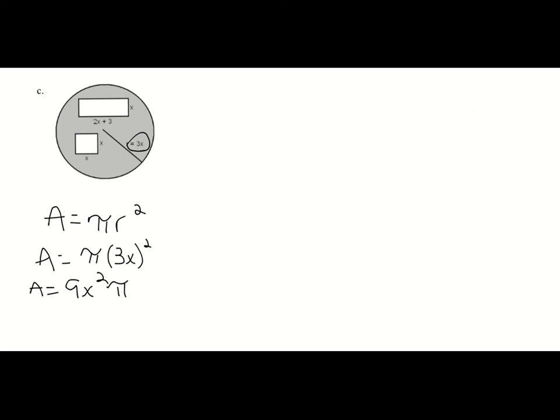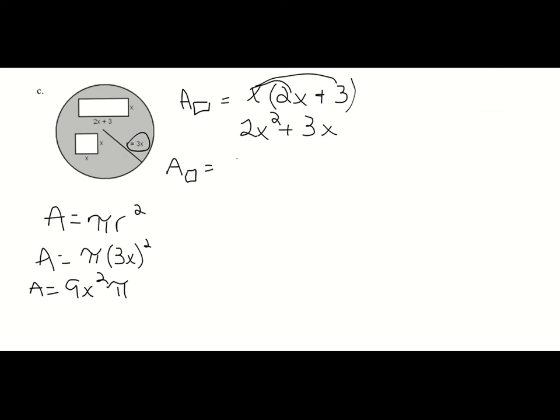So that's the area of our circle, but we do have to subtract out the area of our cutouts. And in this case, they're two different shapes. So we're going to do the area of the rectangle first, and that's length times width. So it's going to be x times 2x plus 3, and we'll distribute. So we get 2x squared plus 3x. And then the area of the square is x times x, or x squared.